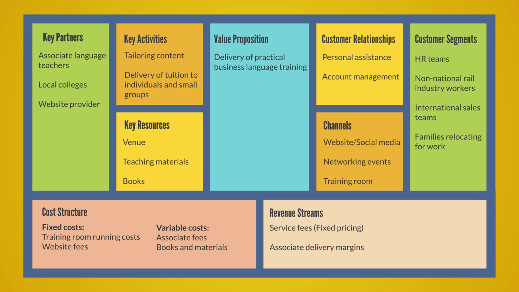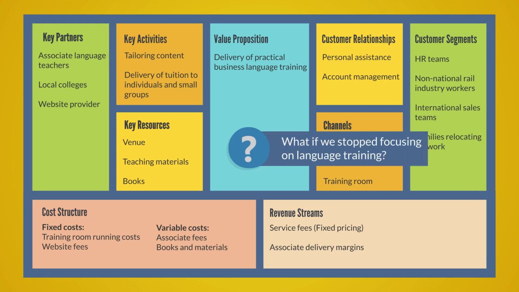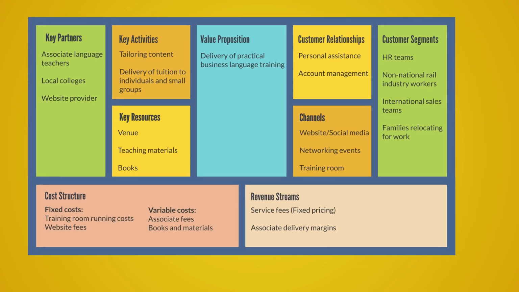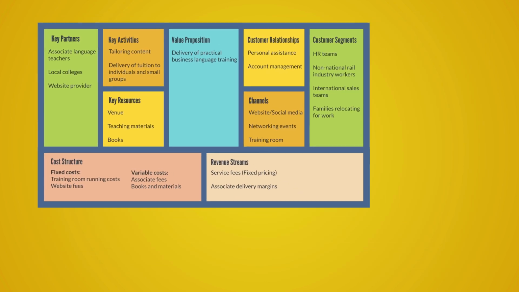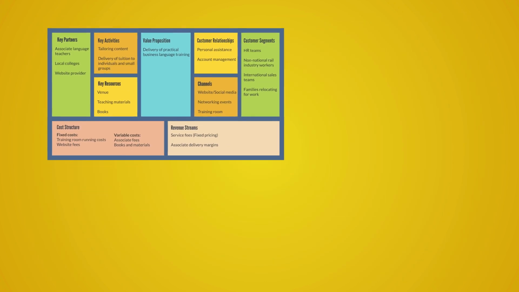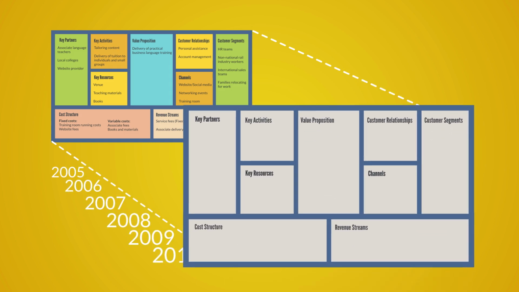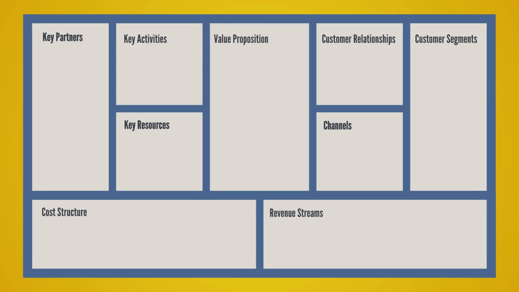So then we asked a what-if question. What if we stopped focusing on language training? By adopting a broader approach to business communication, could we reconfigure our activities in a way that would allow us to change our fee model, moving from transactional price-based delivery to a more dynamic model of negotiated fees? Could we reconfigure the business so that the key activities happen totally in response to customer specifications?